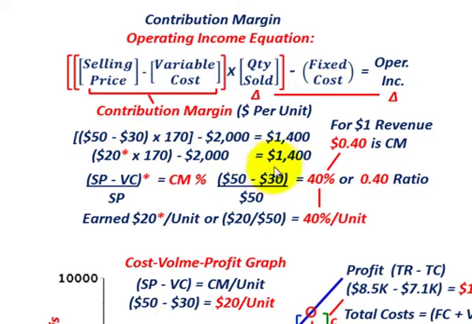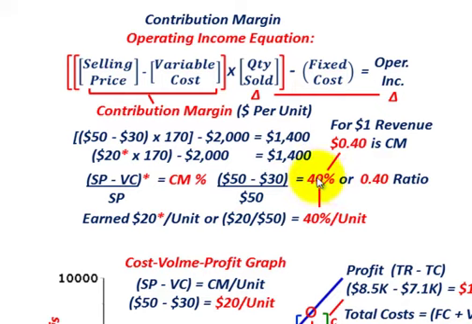So now we can look at it in terms of the percentage, the contribution margin percentage. Again, it's our selling price minus our variable cost, divided by our selling price. That's a key item when we go on to do some analysis. The selling price was $50 and the variable cost $30, so the contribution margin divided by the selling price of $50 gives us 40%, or a 0.40 ratio.